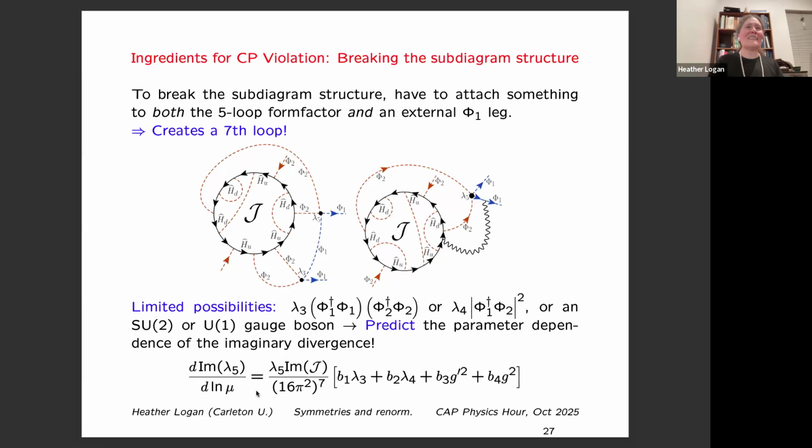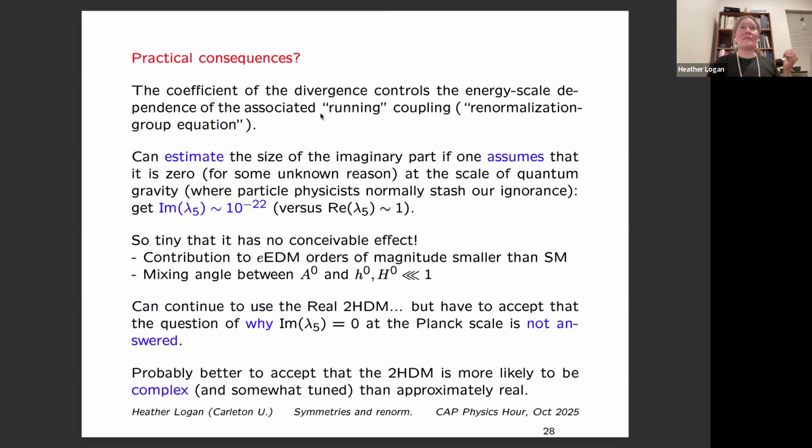Now, what this differential equation is referring to is, when you calculate the divergent part of a Feynman diagram, the coefficient of that divergence also controls how the parameter runs with energy scale. So the couplings in the standard model and in particle physics in general are running couplings, meaning that the strength of the coupling depends on the energy scale at which the process is happening.